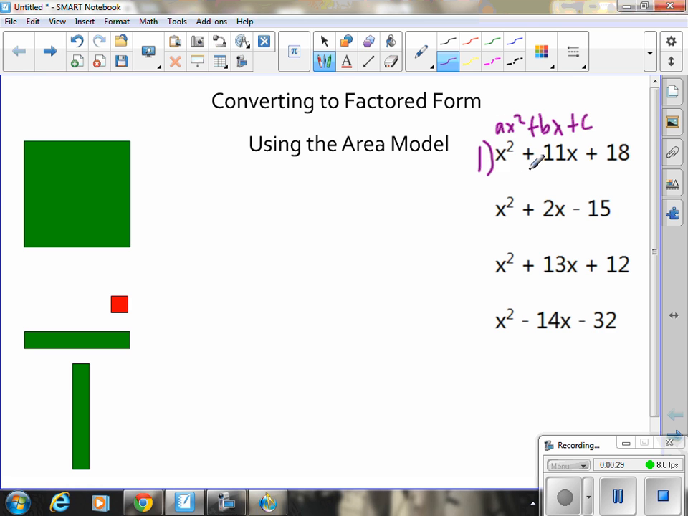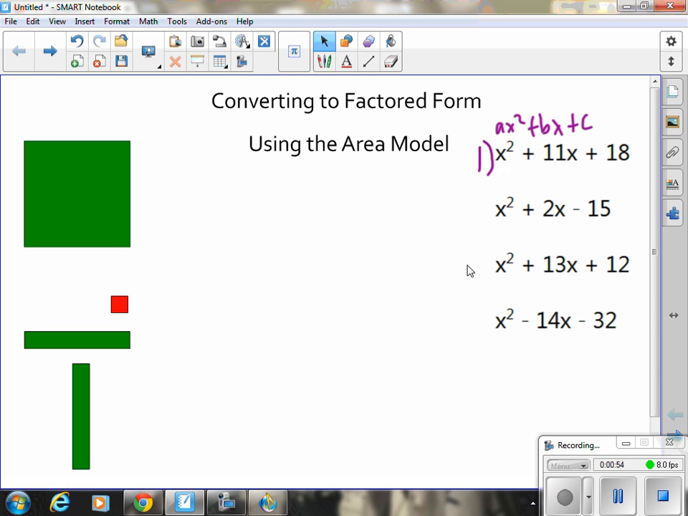And I can tell that this expression does look like ax squared plus bx plus c. A is 1. That would be my coefficient of my quadratic term. B is 11. That's the coefficient of my linear term. And C is 18. That's the constant at the end of my expression. And for us to be able to graph that quadratic function, we would have to convert it to either factored form or vertex form. We're going to start with factored form.